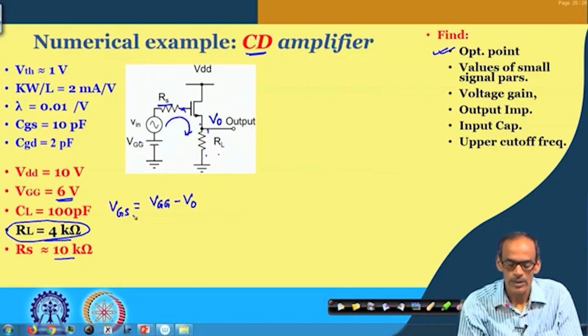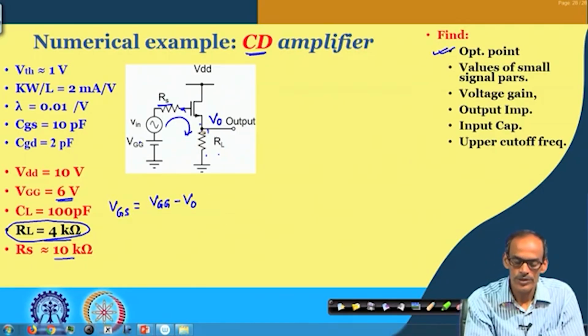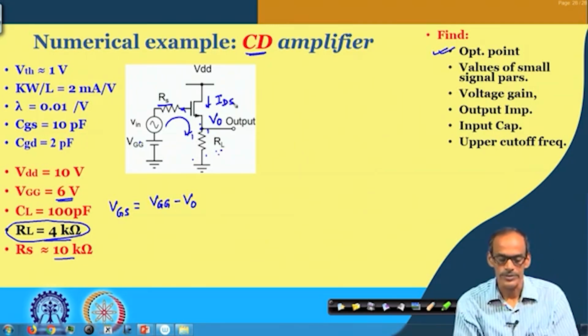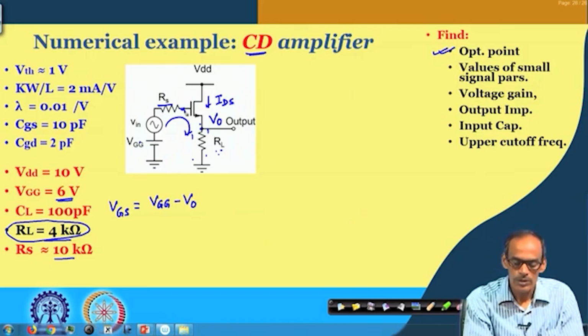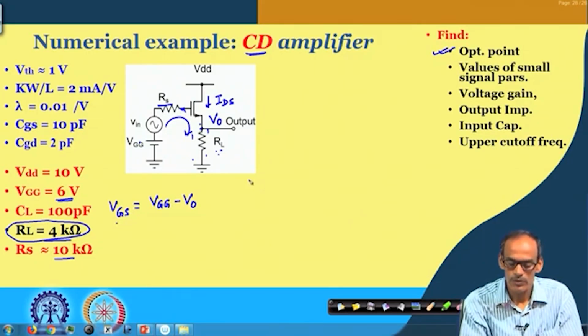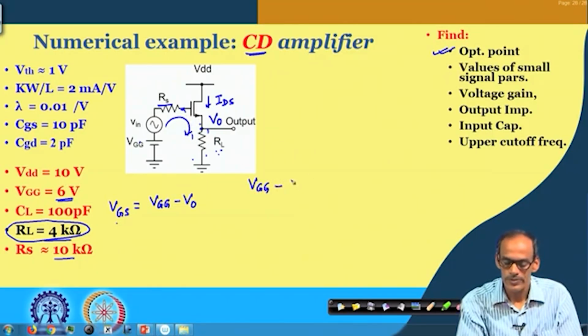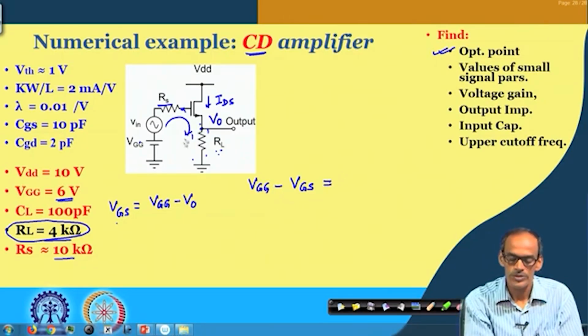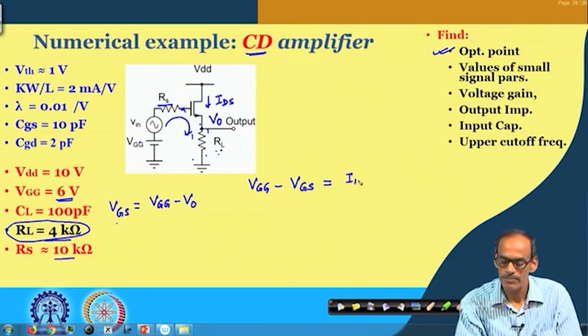If the current flowing here is I D S, the voltage here is R L multiplied by I D S. In other words, V G G minus this V G S is equal to I D S multiplied by R L.